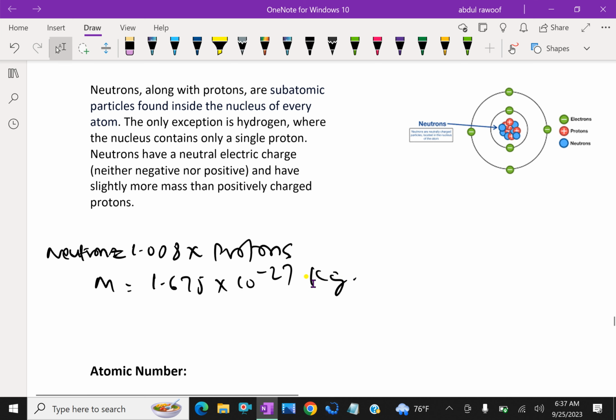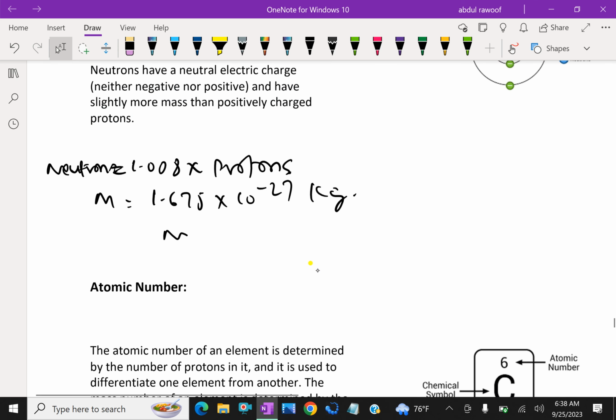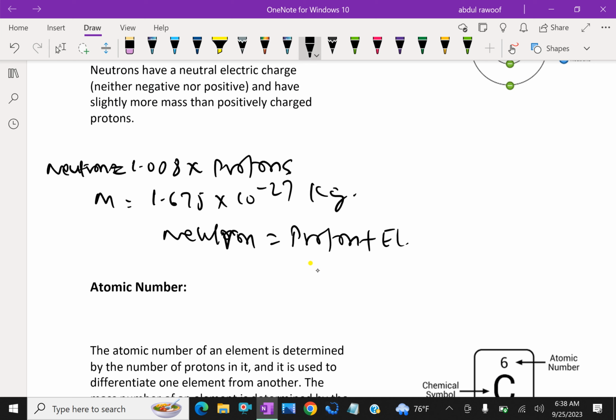Each neutron is composed of one proton and one electron. Therefore, you can say each neutron is composed of one proton plus one electron.